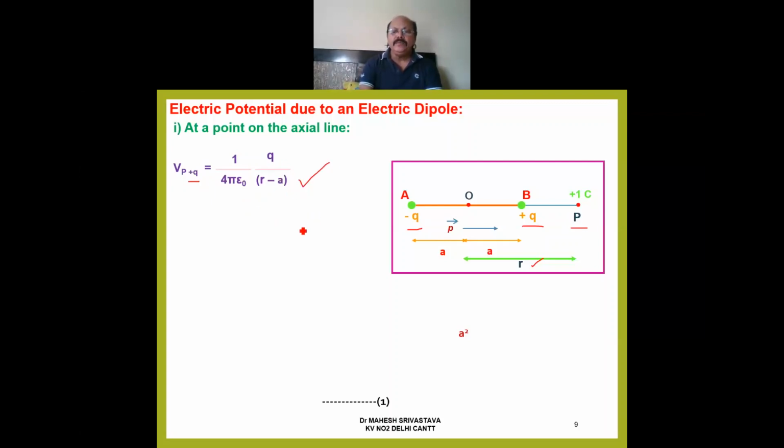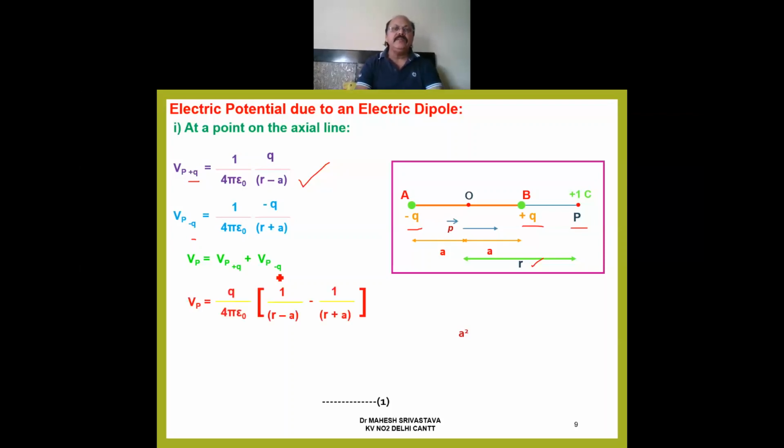Similarly, find out electric potential at P due to minus Q charge. So it is 1 upon 4 pi epsilon naught minus Q upon r plus a. Now the total potential at point P, that is algebraic sum. So Vp equal to Vp plus Q, that is potential due to plus Q charge, plus potential at P due to minus Q charge. Substitute this value in this equation. Then what you will get?